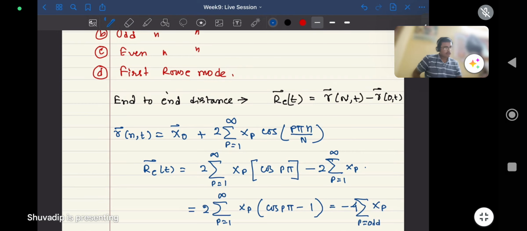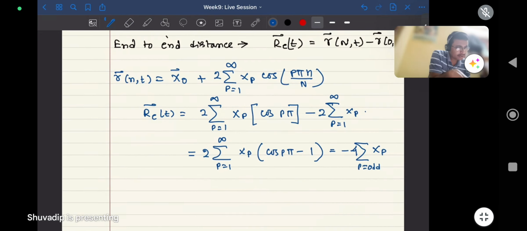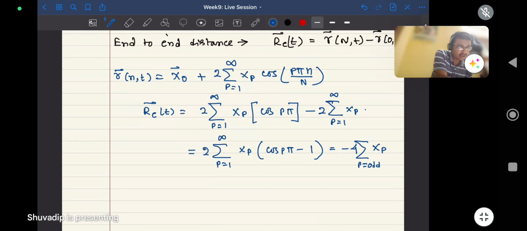If you understand it correctly, if p is even, in that case this cos p pi will give you 1, that term will be 0, so there will be no contribution. But if p is odd, this cos p pi will be minus 1, and minus 1 gives minus 2. If we club this minus 2 and 2 together, that will give minus 4 in front, and the sum will only survive for p odd of x_p. So that is R_E(t).